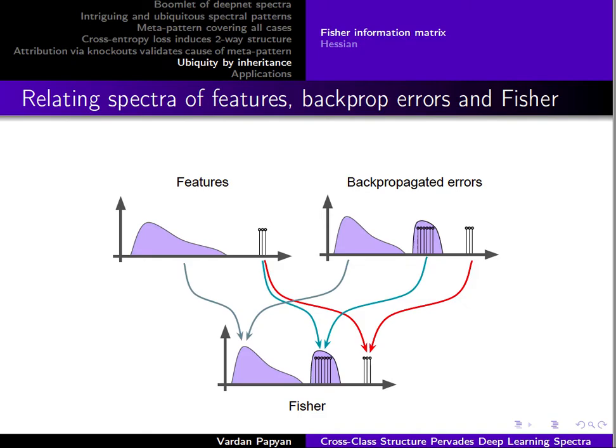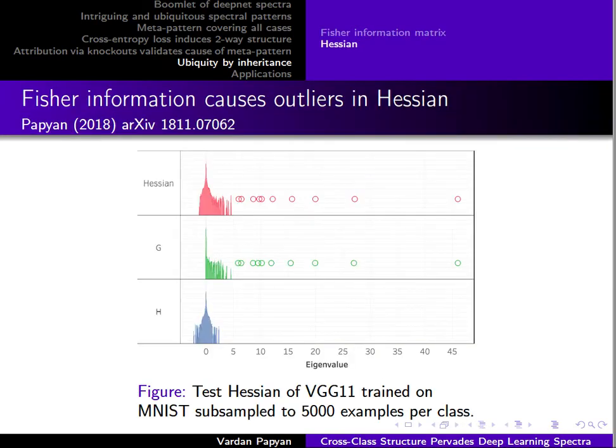So essentially, we understand the relation between the features, backprop pairs, and the Fisher information matrix. You could go one step further and ask what is the relation between the Fisher information matrix and the Hessian. And it's very easy to show that the Hessian is equal to the Fisher information plus some residual. And here what I'm showing you is the spectrum of each of these terms.